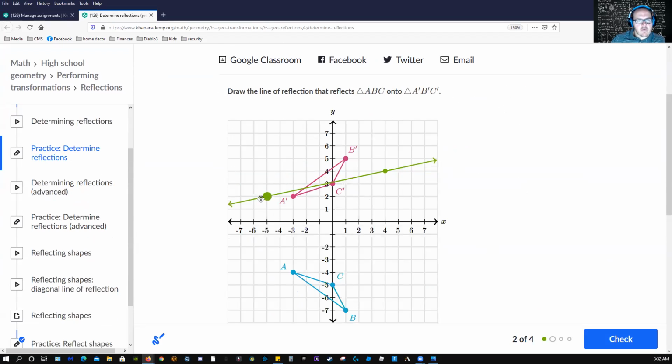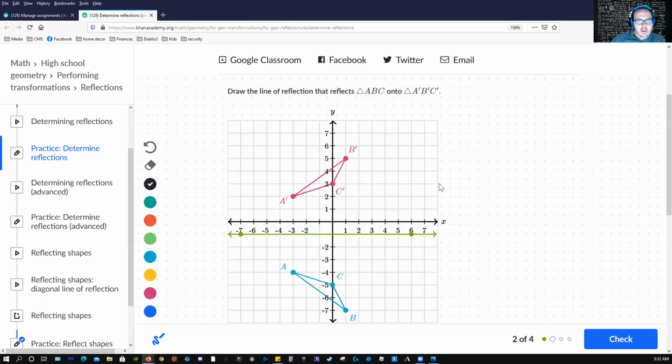So where's the line of reflection between these two? Is it the actual x-axis maybe? Up 1, up 2, up 3, up 1, down 2, down 3, down 4, down 5. No, it is not. I gotta go down 1. So the key there is I need to make sure that they're actually opposites of each other.